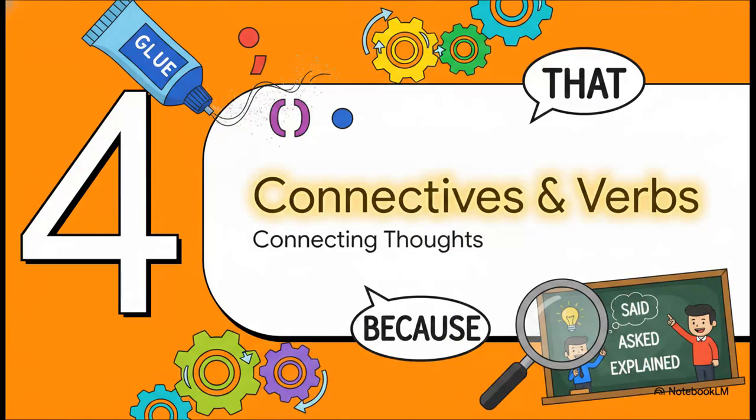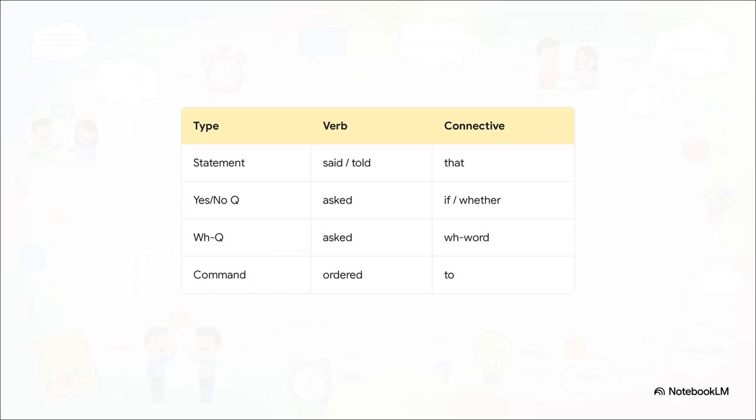Module 4. Connectives and reporting verbs. Okay, so the flavor of the original sentence totally dictates how we build our reported one. For a basic statement, we stick with said or told and use that as our bridge. But what if it's a question? For a yes-no question, the reporting verb changes to asked, and we connect it with if or whether. For commands, the verb gets a lot stronger, something like ordered. The whole structure literally adapts to whatever the speaker's intention was.